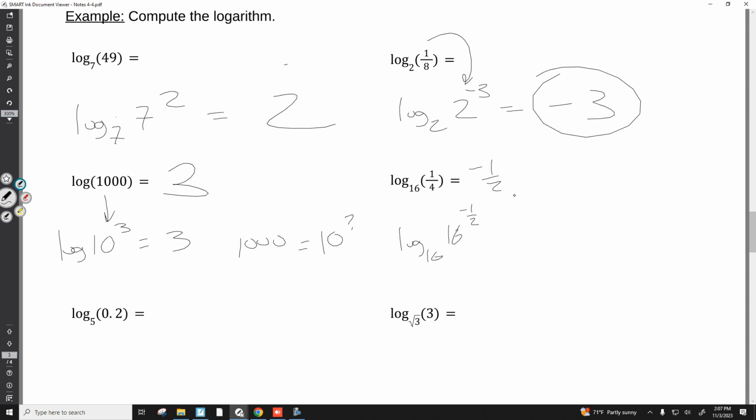Or maybe you rewrite this as 16 to some power equals 1/4. Whichever way makes the most sense to you. They're all the same. They're all equivalent. You just got to get -1/2.